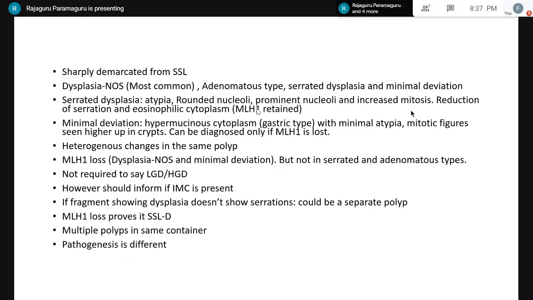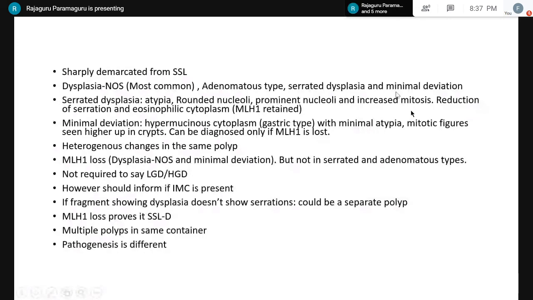So if you do an IHC for MLH1 and it is lost, it means that it is dysplastic. But if it is retained, it does not prove that it is not dysplastic. That is the thing, because serrated and adenomatous types both might not show MLH1 loss.